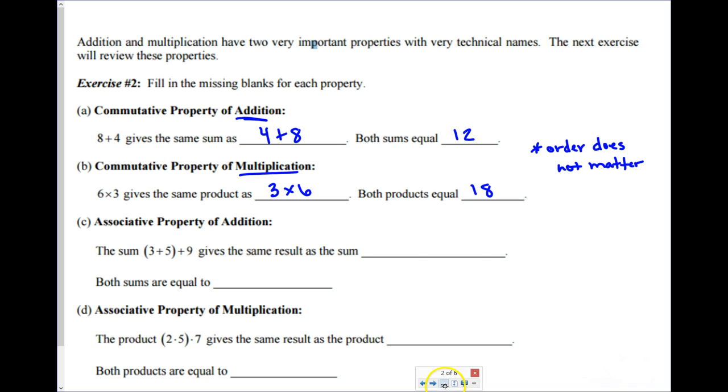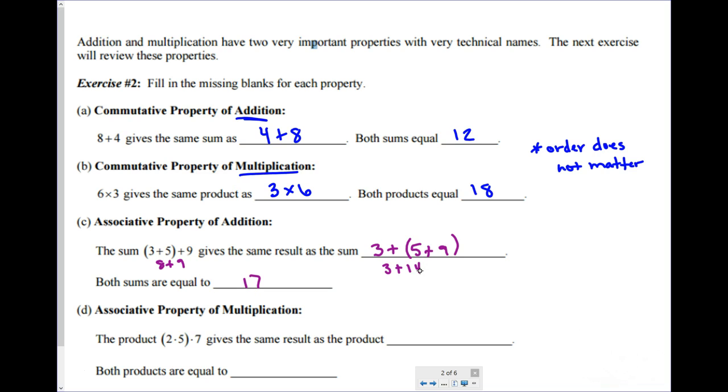The second property is the associative property. The sum 3 plus 5 in parentheses, plus 9, gives the same result as a sum where I take the 3 outside the parentheses and put the 5 plus 9 inside. Both sums are equal to, what is 8 plus 9? 17. What's 3 plus 14? 17.